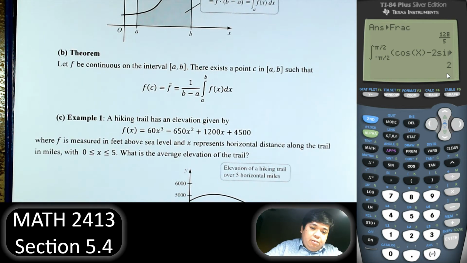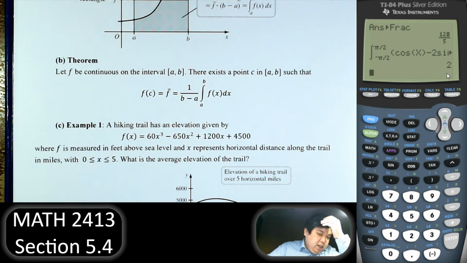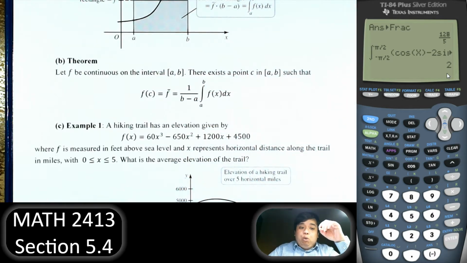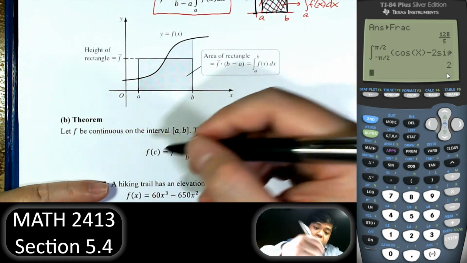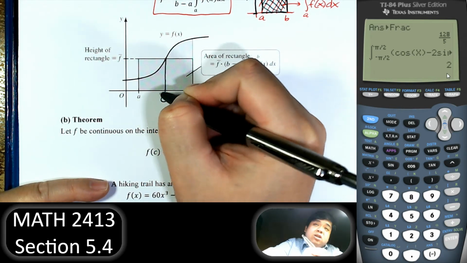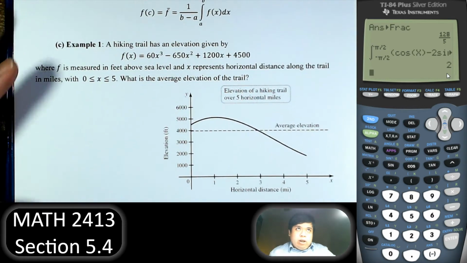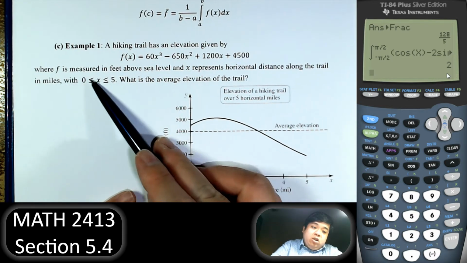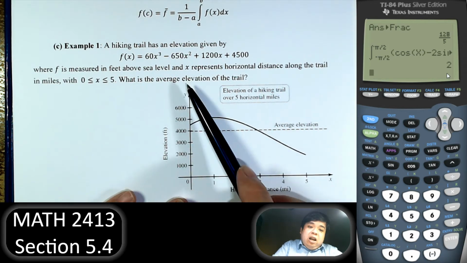The theorem, by the intermediate value theorem, says that if the function is continuous, there will be a point that gives us the average height. So if the function is continuous, there will be an average height, and there will be a value that gives us that average height. Let's look at the example here. A hiking trail has the elevation given by that, and f is measured in feet above sea level. Now, what is the average elevation of the trail?